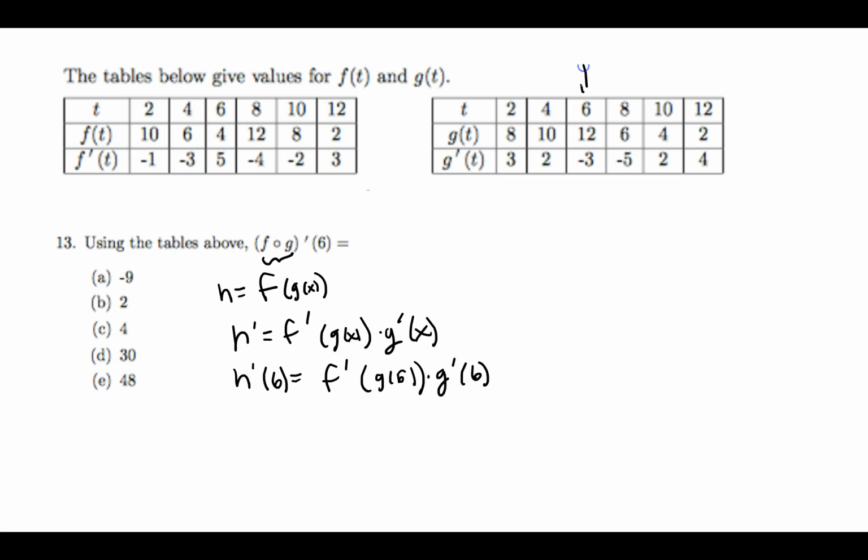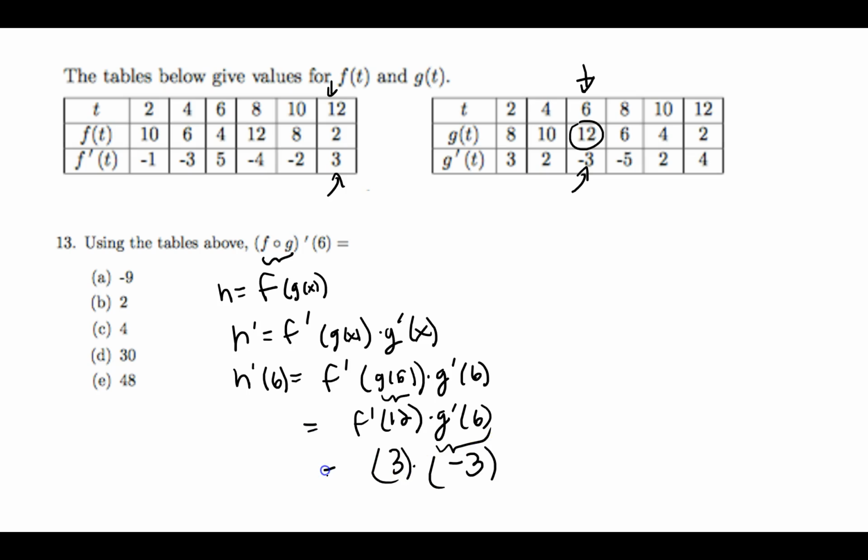So if we go to 6, g of 6 is a 12. So we have f prime of 12 times g prime of 6. G prime of 6 is a -3. F prime of 12 is a 3. These are multiplied together. Our result is a -9.